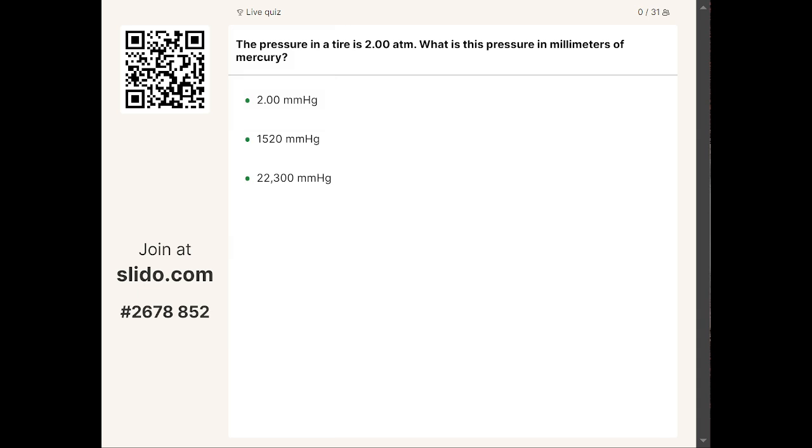All right, so the pressure in a tire is 2 atmospheres. What is the pressure in millimeters of mercury? Oh, I'm making you work it both ways. Uh-oh. Wicked. Evil, even.